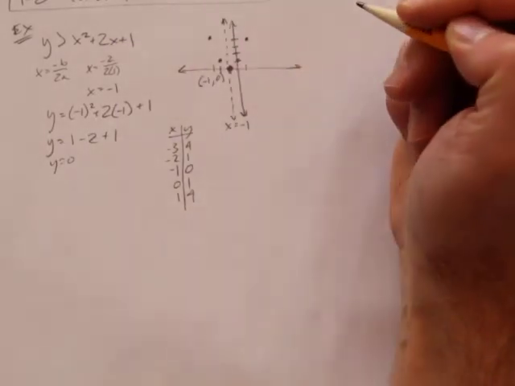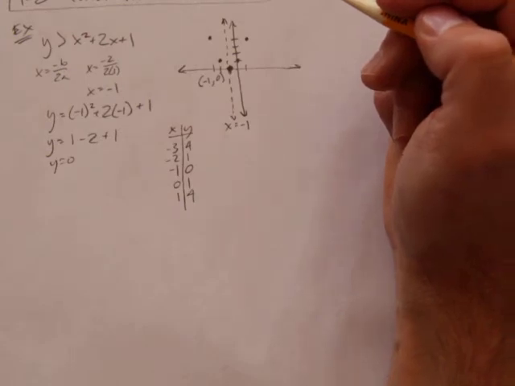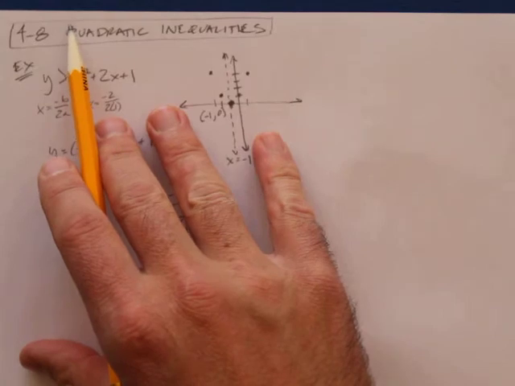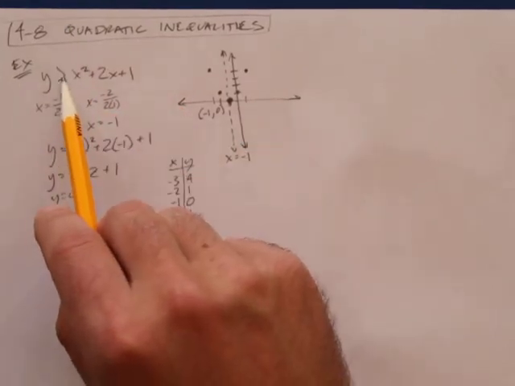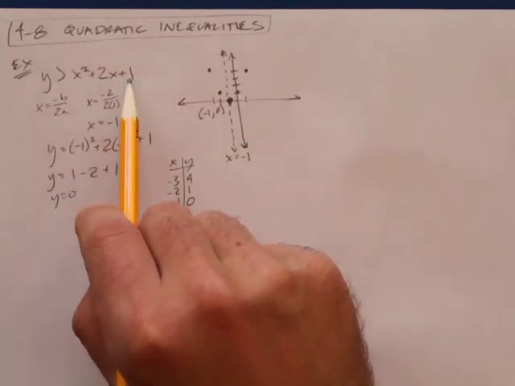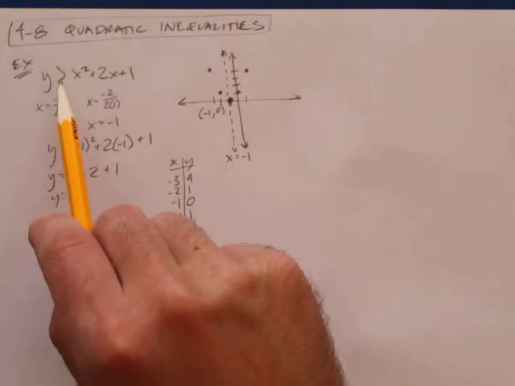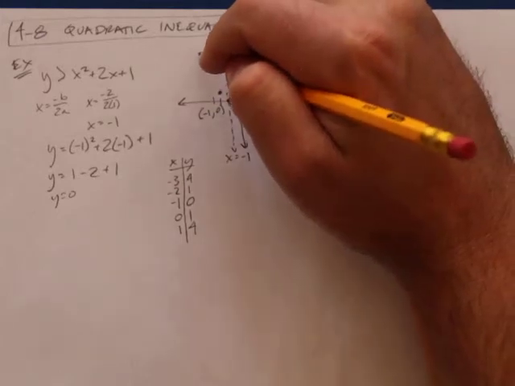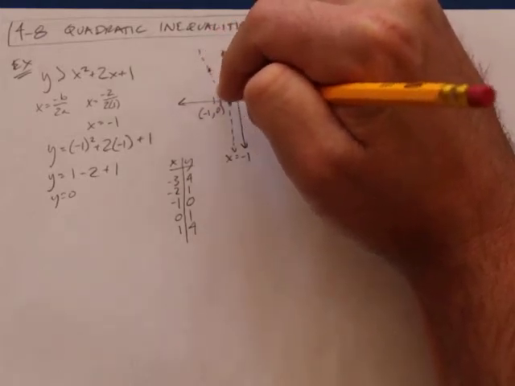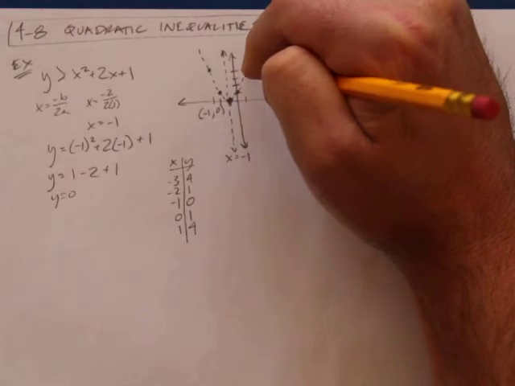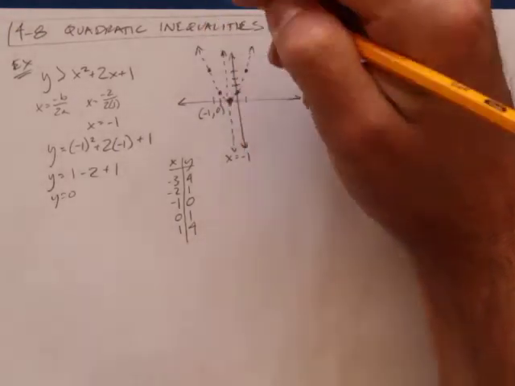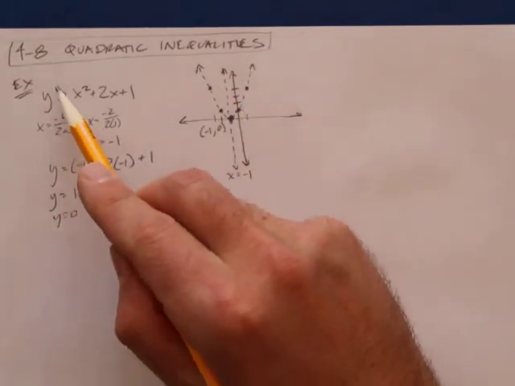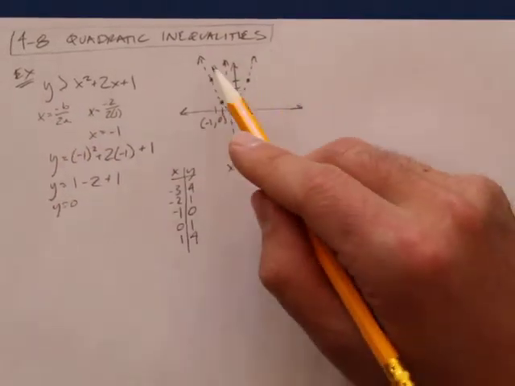Now, I'm about to draw my graph. Before I do, I need to look at my original equation, and I have y is greater than all of this. Notice it's not greater than or equal to. Since it's greater than and not or equal to, then my parabola needs to be represented by a dotted line. It needs to be dotted because the parabola itself is not included in this inequality. So it's got to be dotted.